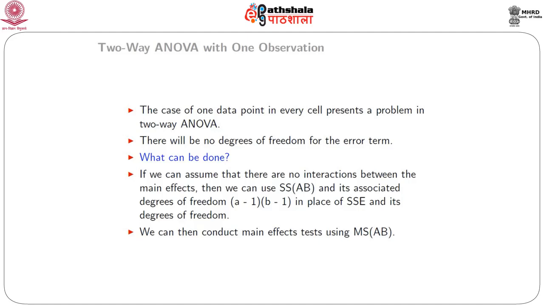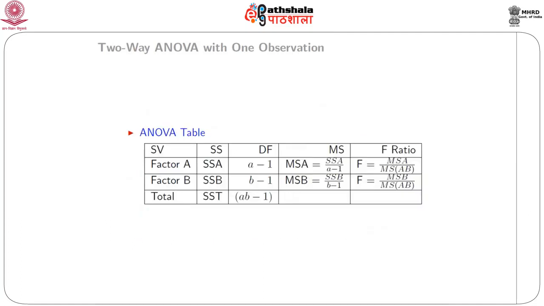The case of one data point in every cell presents a problem in two-way ANOVA if we have interaction. There will be no degrees of freedom for the error term. What can be done? In that case, we can get rid of the error term. If we can assume that there are no interactions between the main effects, then we can use SSAB and its associated degrees of freedom in place of SSE. We can then conduct main effect test using MSAB.